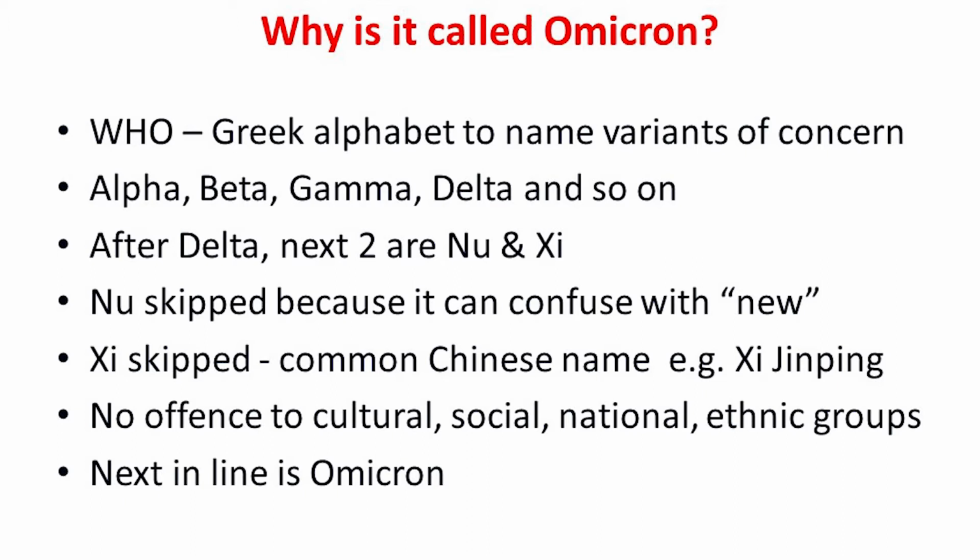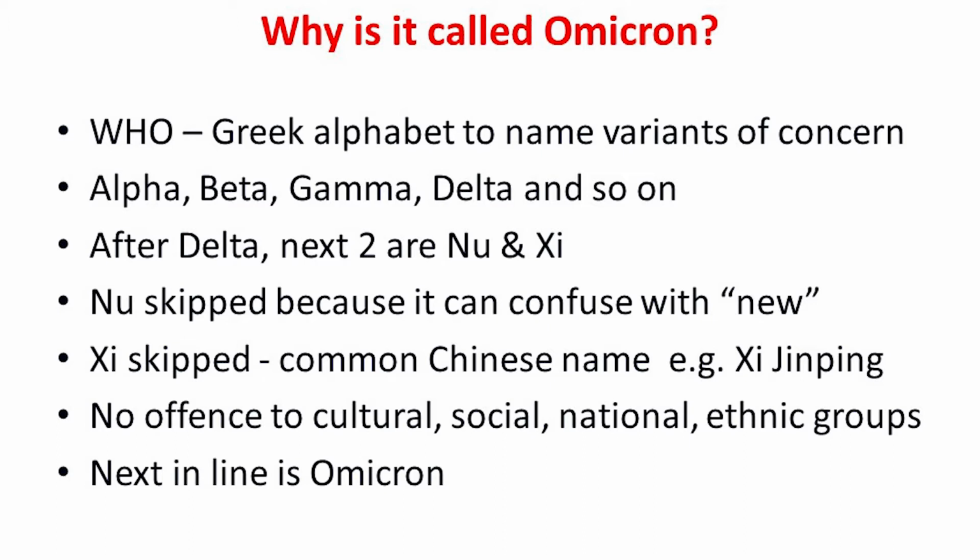So for example, the Chinese premier is known as Xi Jinping. And so WHO did not want to cause offense to cultural, social, national, or ethnic groups. And the next Greek alphabet after Xi is Omicron. And it is for that reason that the current variant of concern is called Omicron.